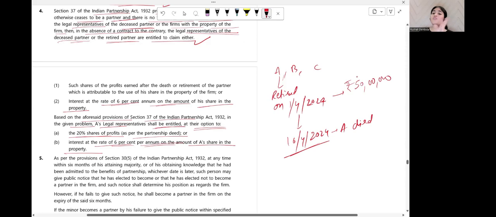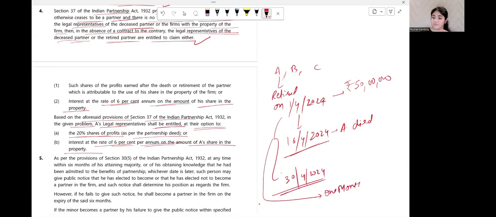Now, 15 days have passed. He has died. And the books of accounts have not been settled. They come and settle the books of account on 30th of April 2026. Now, on 30th of April, if you are settling the accounts, what you have to do is either give 1 month's profit, or interest.